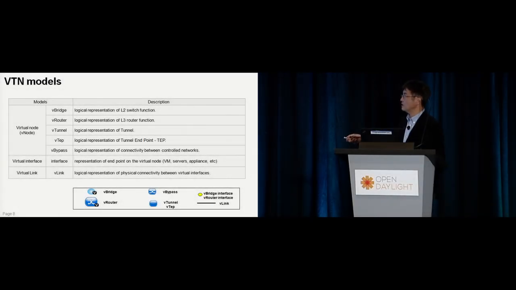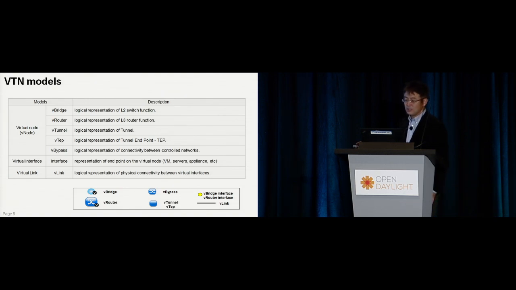Tunnel represents the tunneling of the network. Then VTP is the endpoint of the tunnel. Then vBypass represents some connectivity between the controllers. Then also we have an interface, which is the representation of the endpoints.